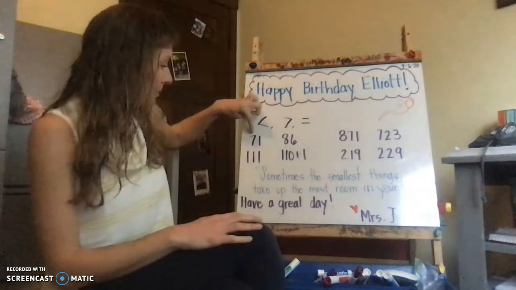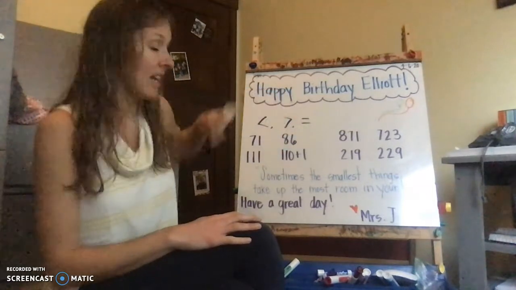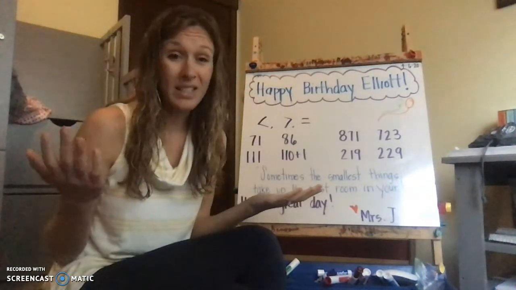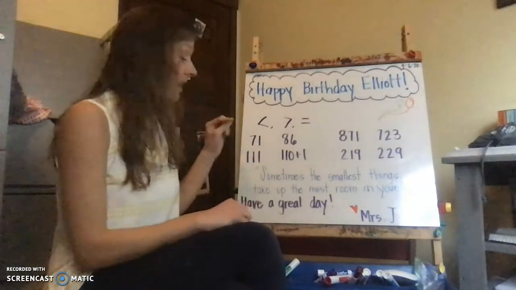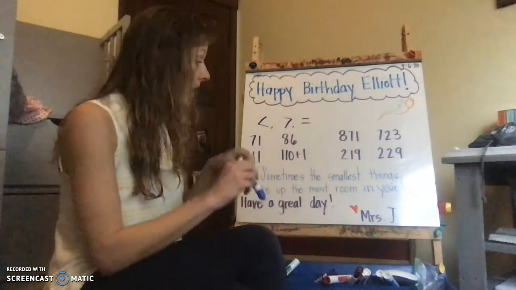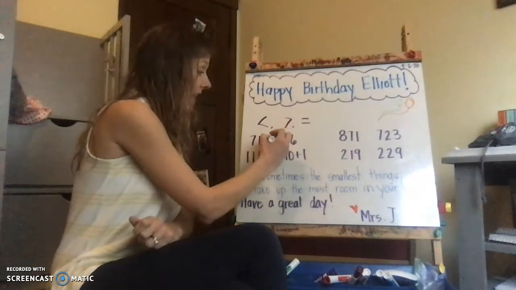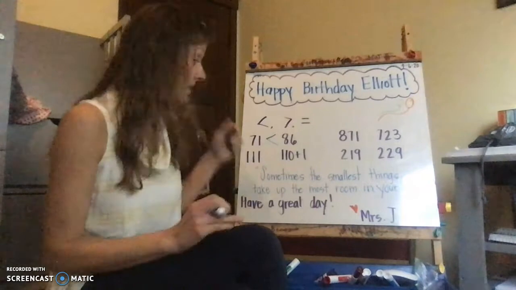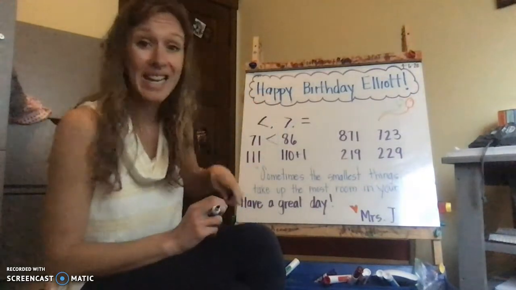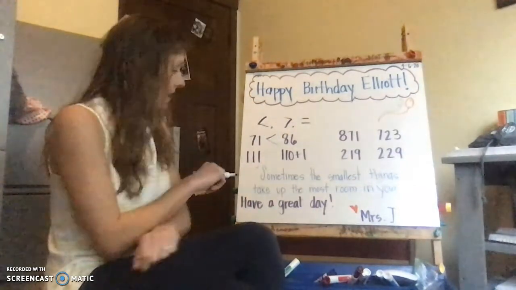If I look at the tens place, I have 7 tens and 8 tens. One of them is obviously bigger, right? We know that 7 tens is less than 8 tens. So we can automatically say that 86 is bigger than 71, or we can say 71 is less than 86. Let's look at the next one.